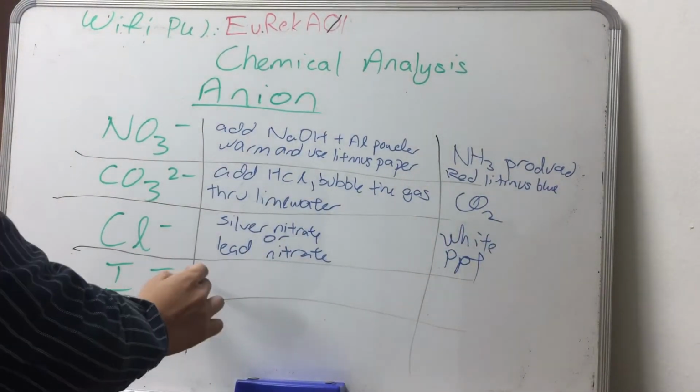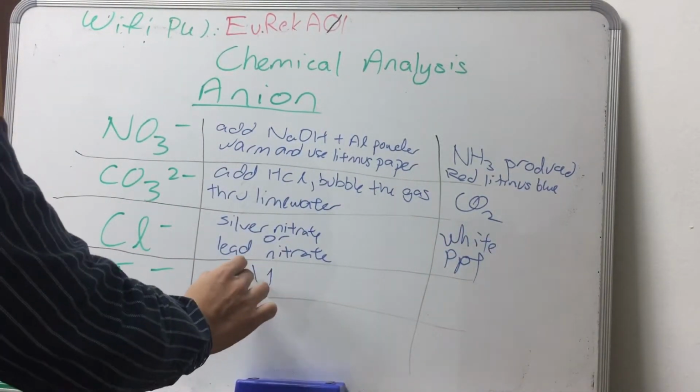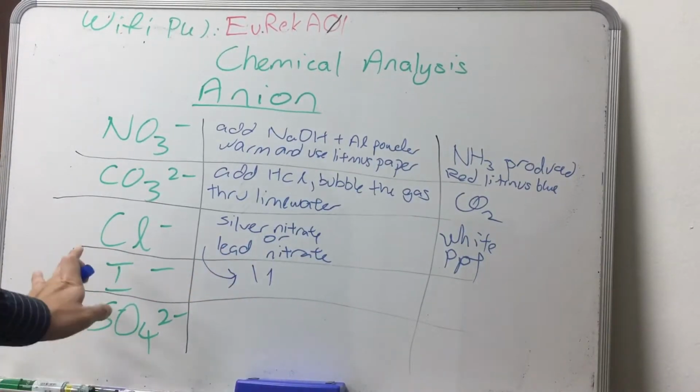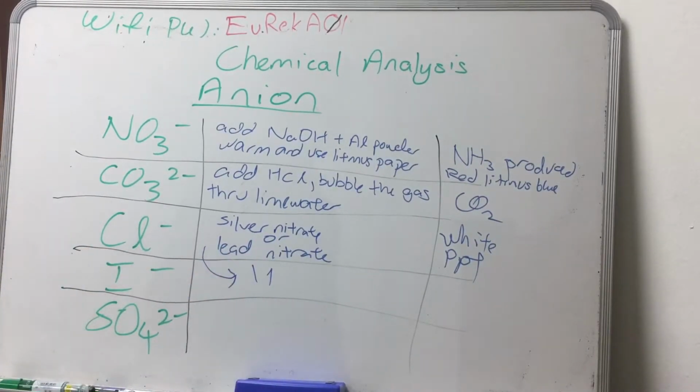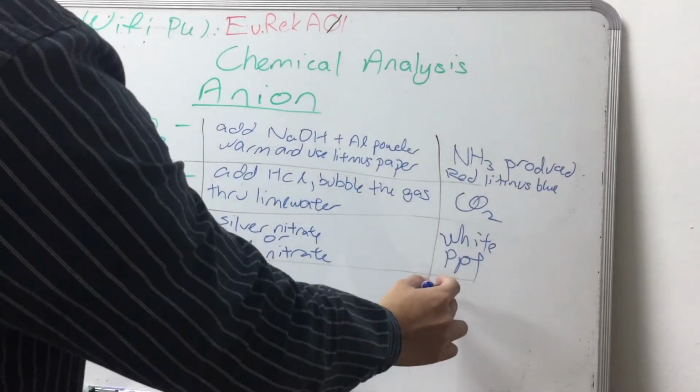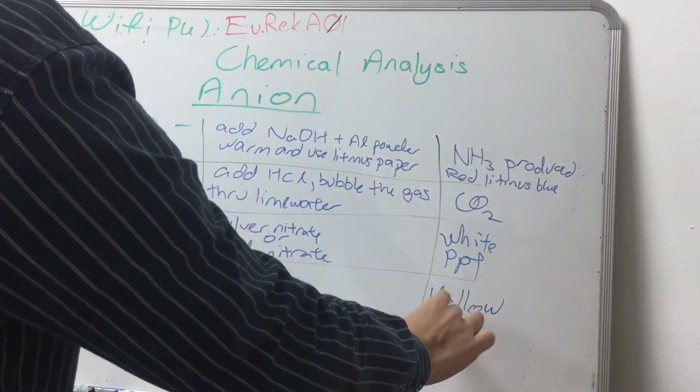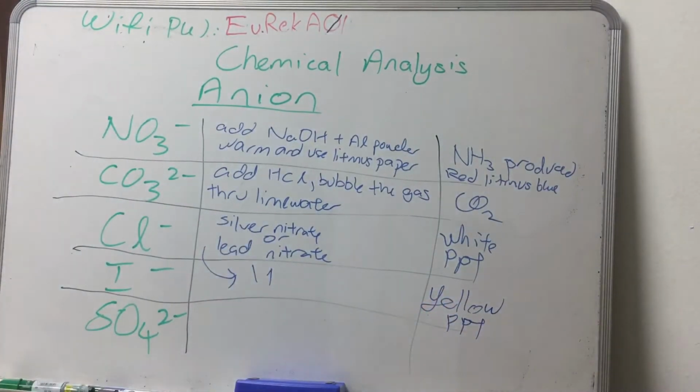Then for iodide, you add the same thing as you test for chloride, because they are in the same group, they are halogens. But for iodide, it's very easy to remember. Once you see a yellow PPT, most likely this is lead iodide.